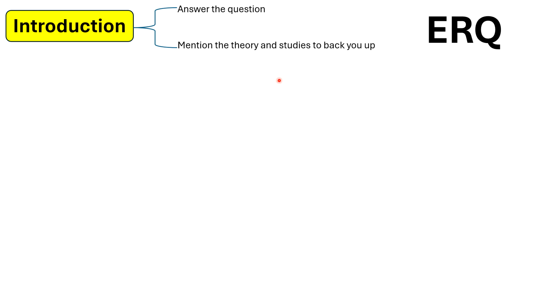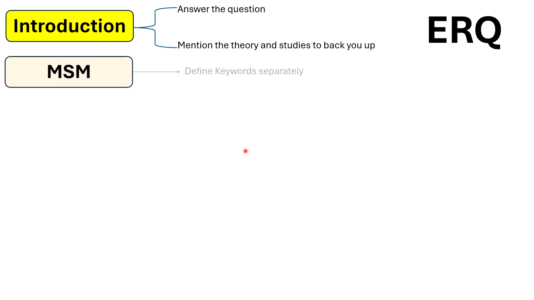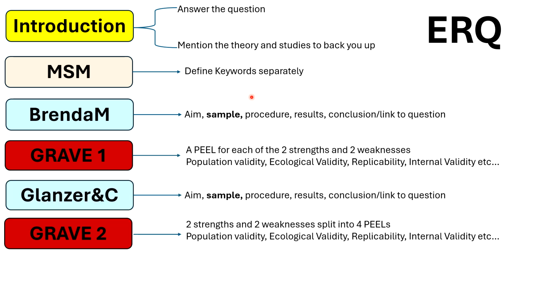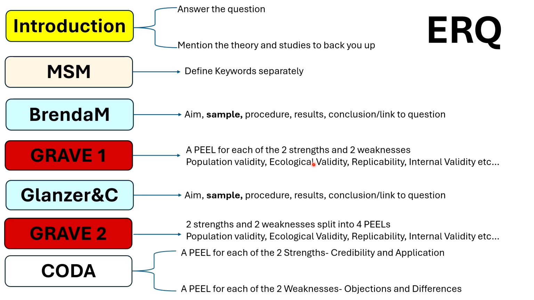Let's look at the multi-store model in around 7 minutes. So if you get the ERQ, as always, your introduction. The multi-store model talks about different stores of memory, and it's evidenced by the studies of Glanzer and Kunitz and the case study of Brenda Milner, because it's not an experiment or your usual study, it's a case study. Then you look at the keywords. We're going to define these: the first study, the first grave, next study, next grave, as you already know, and at the end we're going to look at the coda.